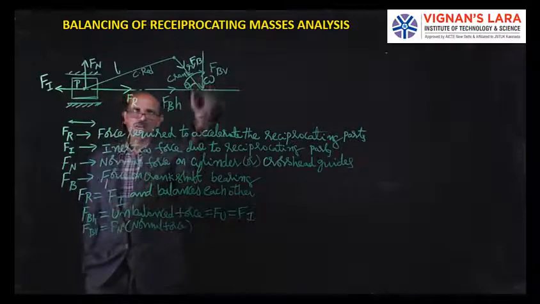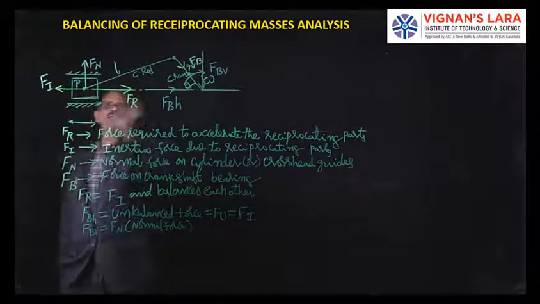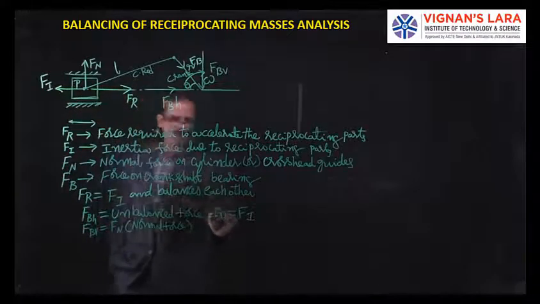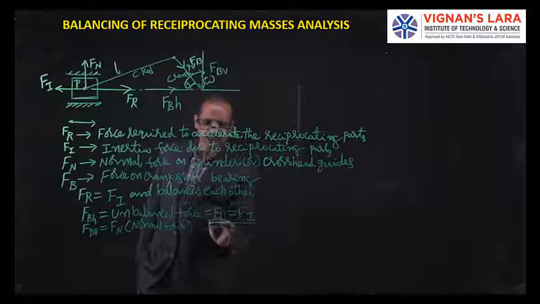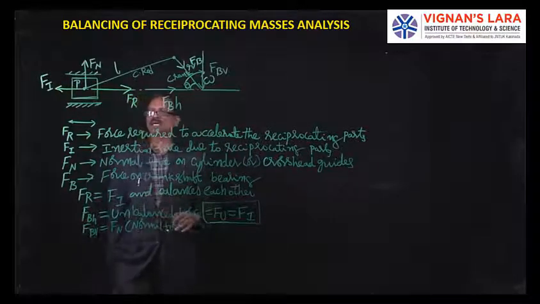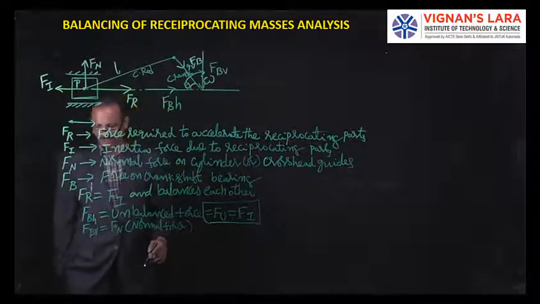this y plane. And in the x plane Fi is equated to Fr, then there is an unbalance. That unbalance is nothing but Fu, which is equal to Fi, which is nothing but the unbalanced force at the bearing in the horizontal direction.